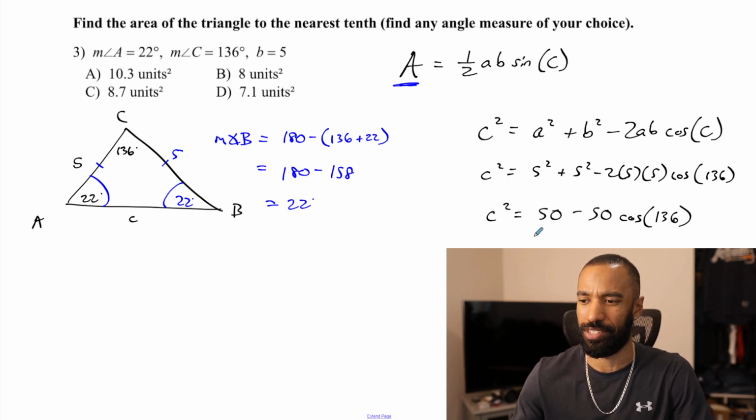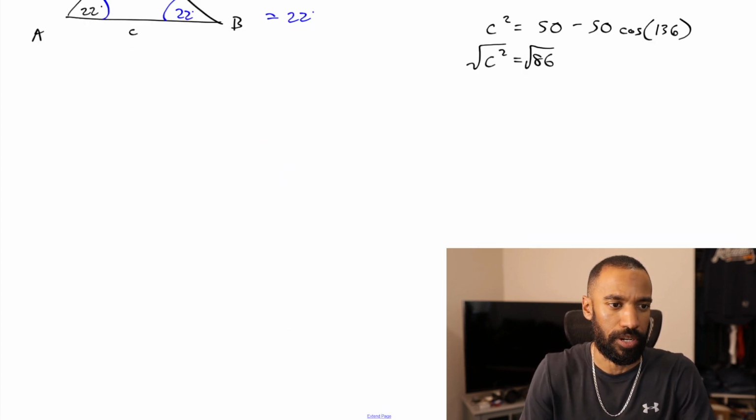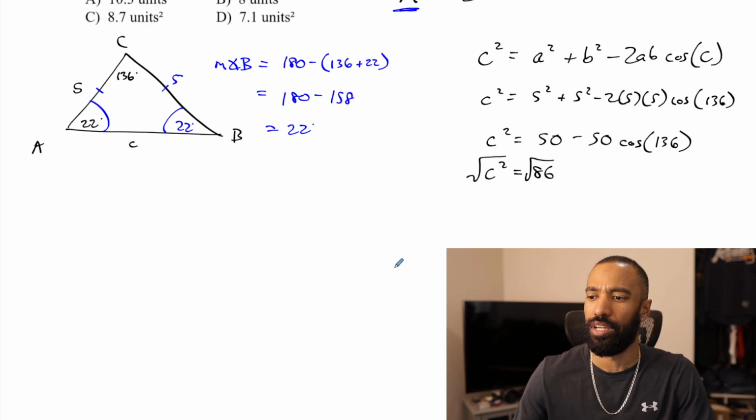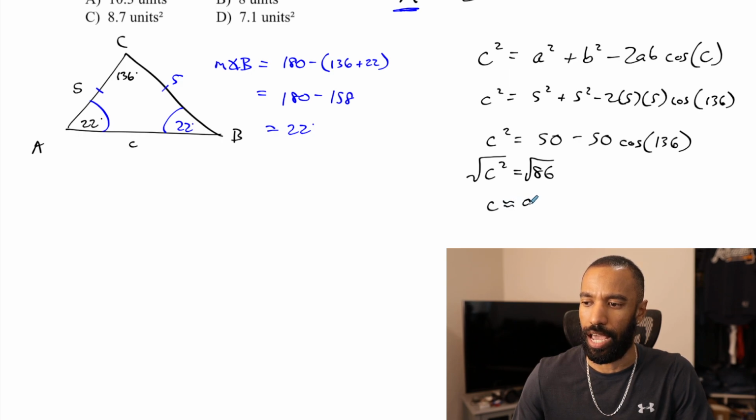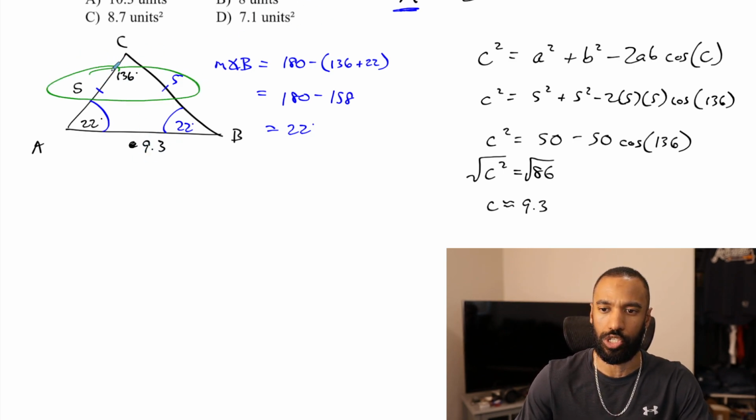85.9, so like 86. C squared's around 86. Take the square root of both sides, and you get C is about, it's going to be a little more than 9. Obviously doing this worksheet on the fly, 9.27. So C is around 9.3 units. So clearly as that's the rounded value, I don't really want to use that one. To do area, I'm just going to go ahead and use these three right here.